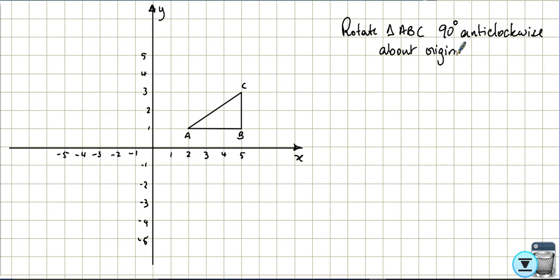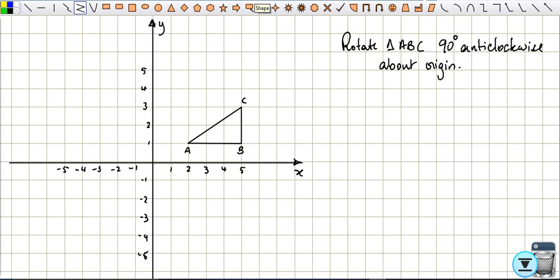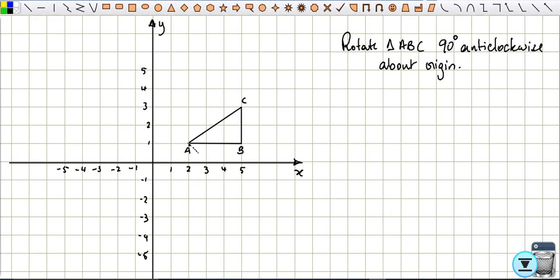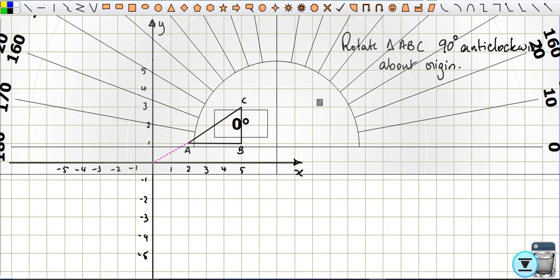Right, that is going to be our aim this time. So I'm going to do the same thing which I did in the previous example. First of all, I'm going to draw a line. In the other example I used the ruler. This time I'm not going to use the ruler because this is simpler. I'm going to draw the line from the origin to one of the coordinates. It doesn't matter which one. Then I'm going to use the protractor.